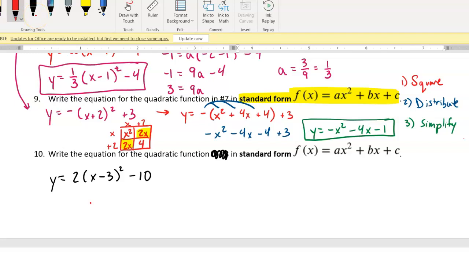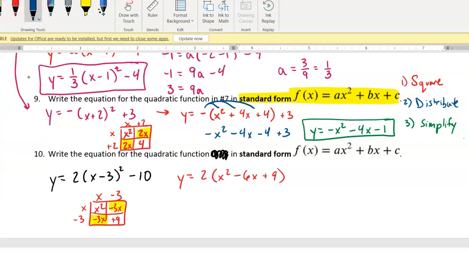All right, so when you square the x minus 3, this is what you get. Again, we have our like terms, negative 3x and negative 3x. So we would have y equals 2, and then the quantity x squared minus 6x plus 9, because negative 3x and another negative 3x would be negative 6x. Next, we will distribute. So we get 2x squared. Oops, I forgot my minus 10 here.